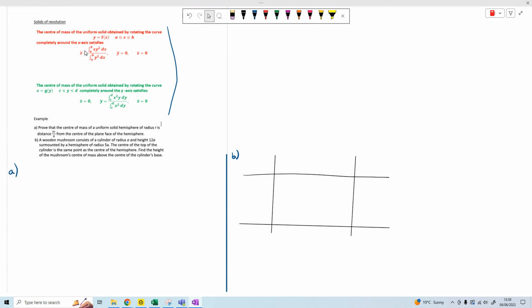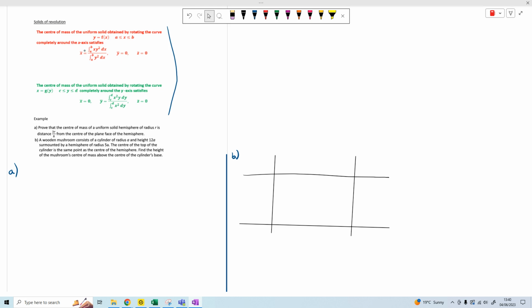Now the centre of mass for the green one is very, very similar. This is if it's x equals a function, and then you do your rotation around the y-axis, so horizontally. You've got very similar equations here, apart from where the squares land and then the denominator changes. So these are two that we need to know as well, not on the formula booklet.